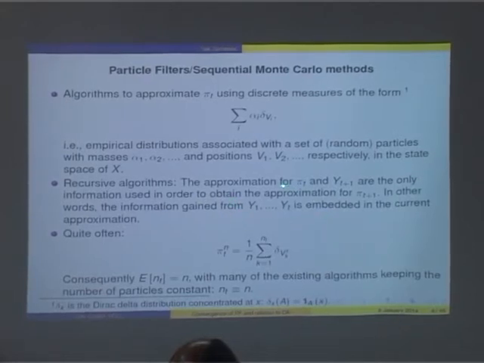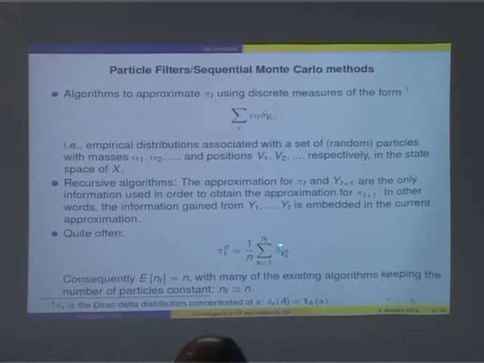the information gained from the first t observations. Okay, so the approximation for pi t does its best to exploit these observations. We trust it. To go to the next step, you just use y t plus 1. Okay, so a particular case of that is when all the particles have the same mass, 1 over n.